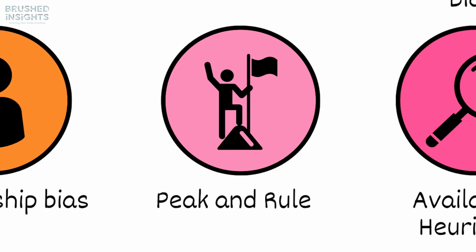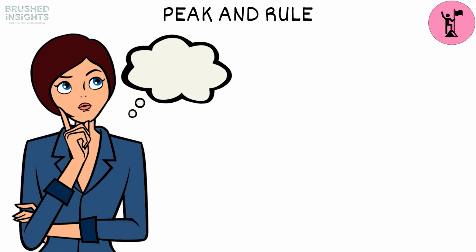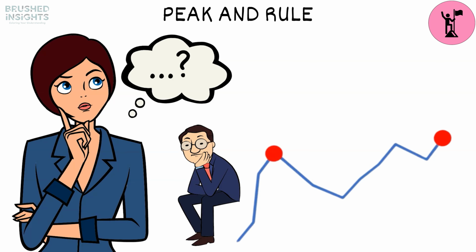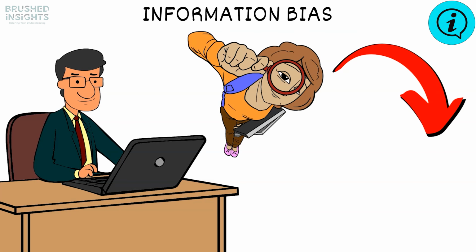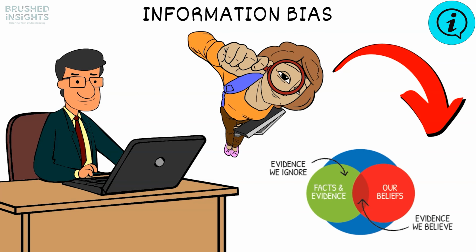Peak-end rule. People tend to perceive not the total of an experience, but rather the average of its peak moments and how it concluded. Information bias. Information bias is a cognitive tendency to pursue information even when it does not impact decision-making or action.